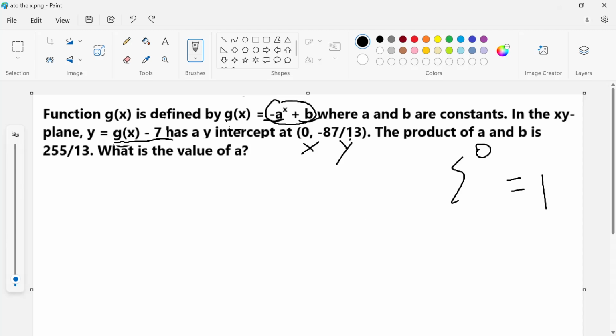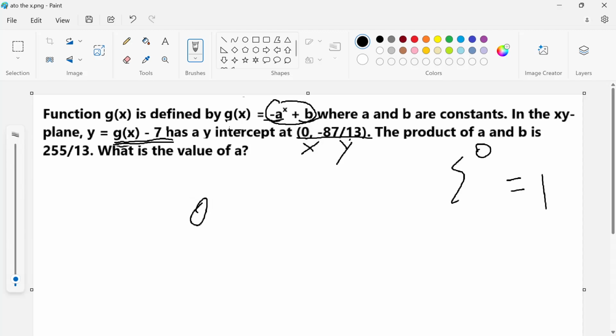And then this, g of x minus 7, means that I've shifted g of x down 7 units. To get back to g of x, I just add 7. So whatever y values I have for g of x minus 7, if I add 7 to the y value, I get the y value at whatever that x is for g of x. Where does that come into play? It comes into play right here.